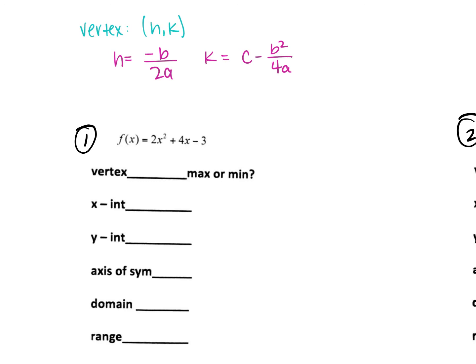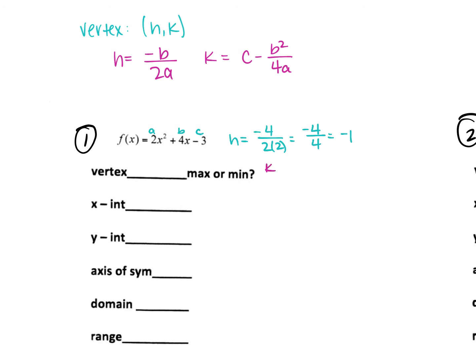So your vertex, first find that. For this one, your a is 2, your b is 4, and your c is negative 3. So if we find h, that's going to give us the opposite of 4 over 2 times 2. The opposite of 4 is negative 4 over 2 times 2 is 4. So that's going to give us negative 1. So that's your h value.